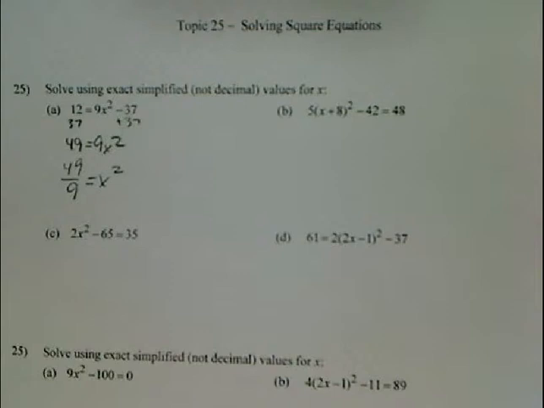Okay, topic 25 was on solving equations that have squares in them. So we want to get a perfect square so that we can take the square root to solve. So we're going to isolate the square term, and then when we take the square root, we're going to have to do plus or minus, and then finish solving it.